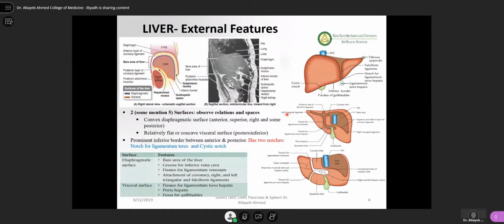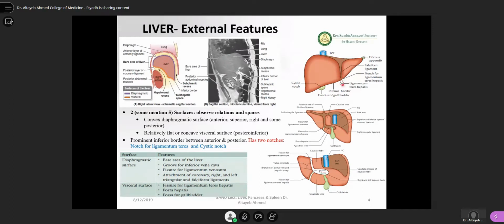So what are the external features? If you look at the liver, it has two surfaces. In some books, they mention 5 surfaces. But this surface, because of its proximity to the diaphragm, is called the diaphragmatic surface, which is formed of the anterior, superior, and posterior surfaces. And this, we call the visceral surface. And the visceral surface is mainly related to the viscera. Okay? There are main features, if you look at this picture, that you need to be able to identify and know. In the diaphragmatic surface here, anteriorly, we have the falciform ligament.